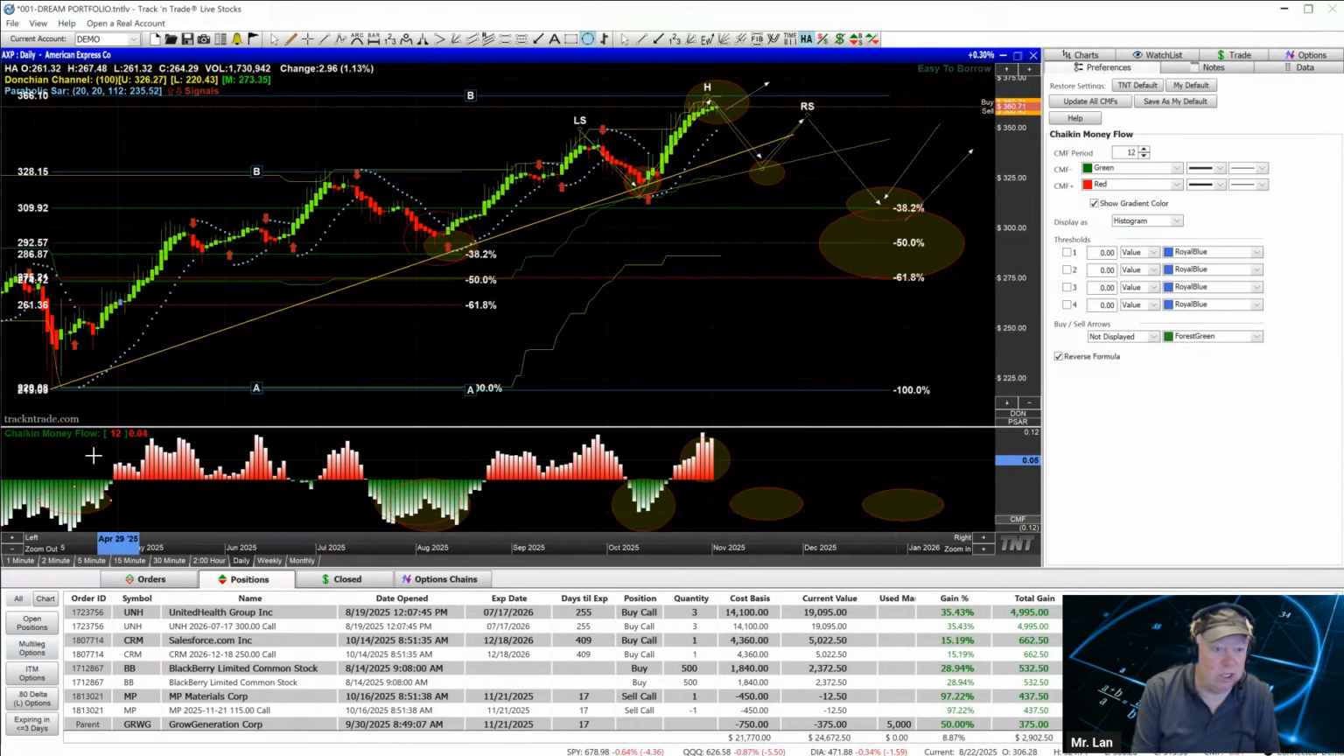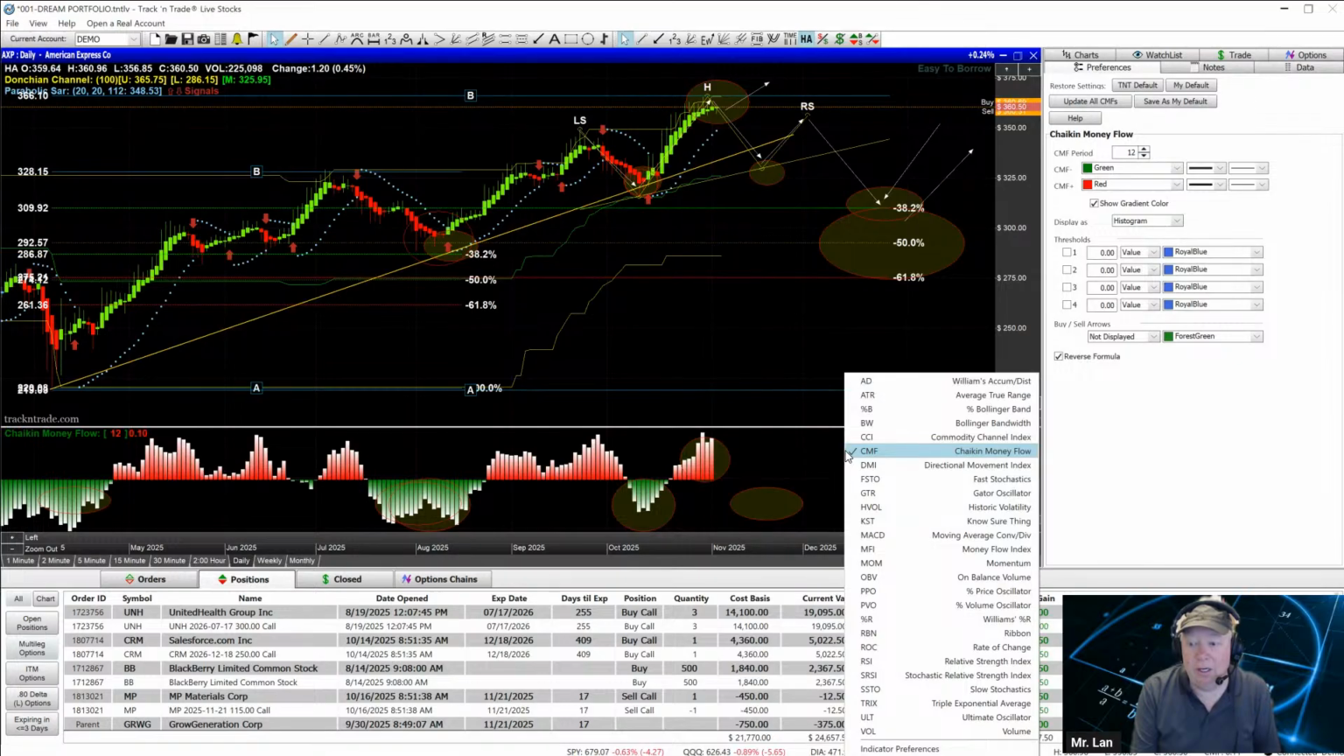Okay, this is called the Chaikin Money Flow. Now when it comes out of the box, it doesn't come out like this. I have to set it up the way I want it. So you can see my settings on the CMF indicator. That's this indicator down here, and it's telling you green, red. Its CMF period is 12. Show gradient colors, it's just kind of fun. I don't show the arrow, so I no display, and then reverse the formula. You have to reverse the formula or else it'll put green up on top. You don't want green up on top because that would be telling you to buy high. You don't want to do that.